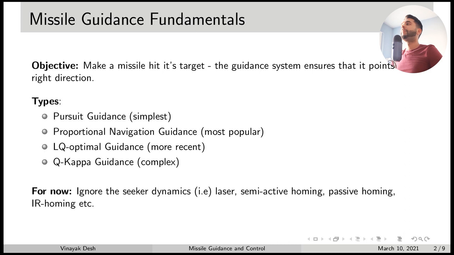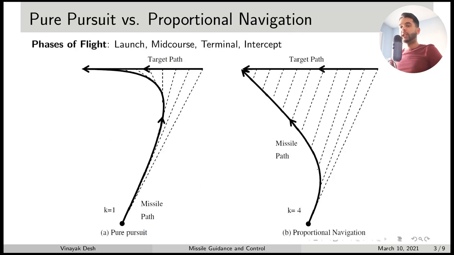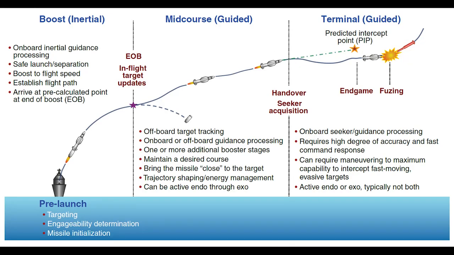When it comes to the missile guidance itself, you have four phases of flight: launch, mid-course, terminal, and then intercept. These four phases occur every time you launch a missile aimed at some target, and it could be anything. So you have to take these into consideration. During each phase, the missile behaves differently and it has specific things to accomplish.